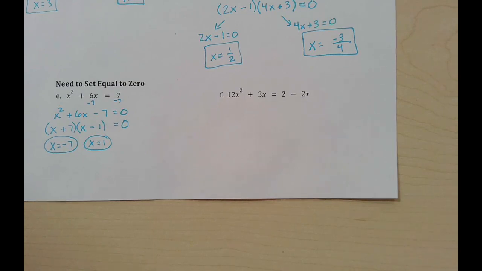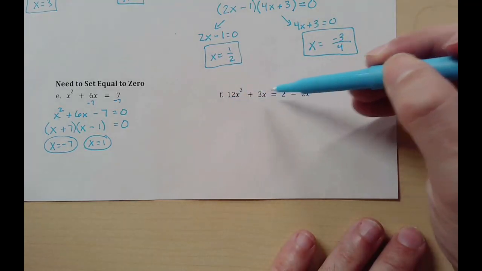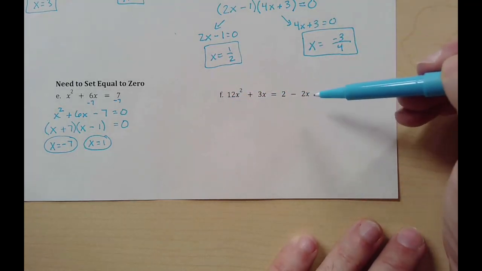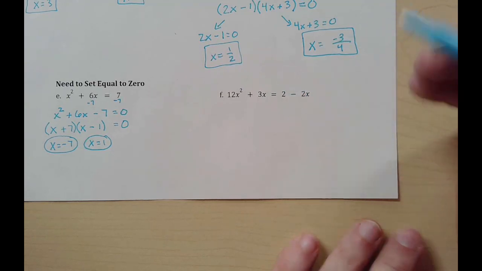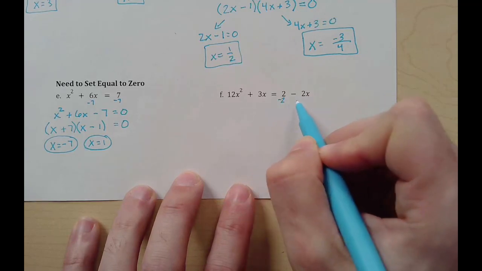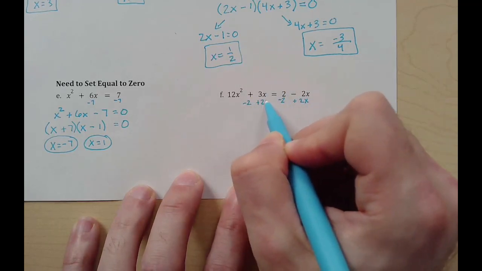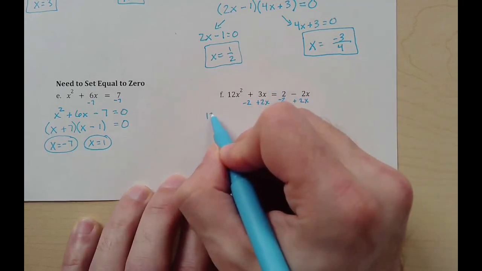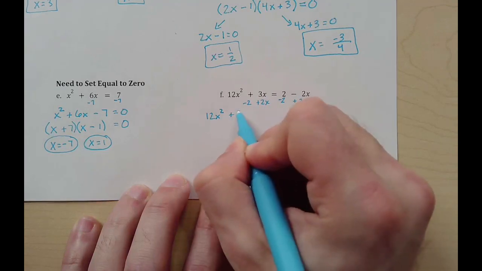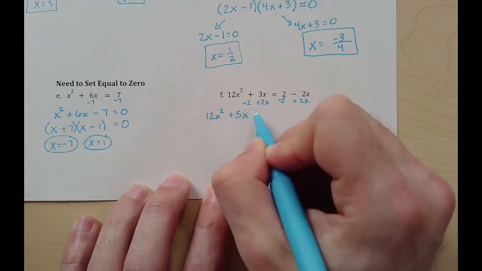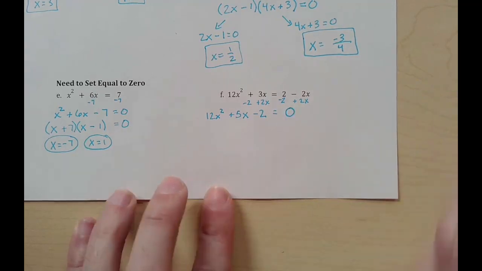And our last one, which will probably take the longest, 12x squared plus 3x equals 2 minus 2x. I'm going to move both of these terms so this side equals 0. So what I need to do is subtract 2 and add 2x. That's going to leave me with 12x squared. 3x plus 2x is 5x. And then the negative 2 by itself. Thus equaling 0 on the right side.